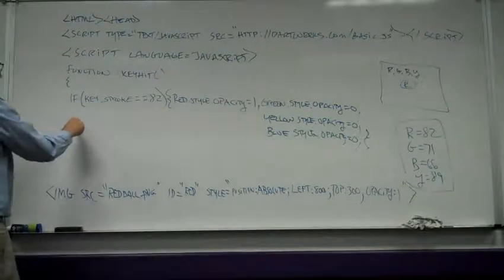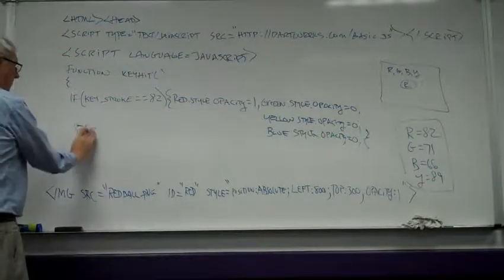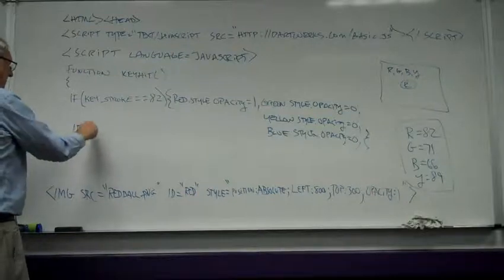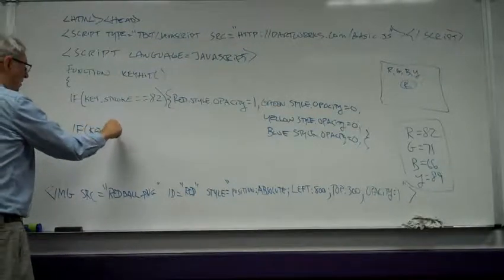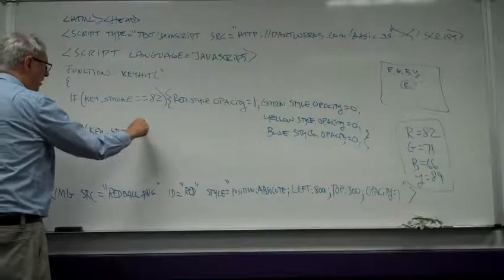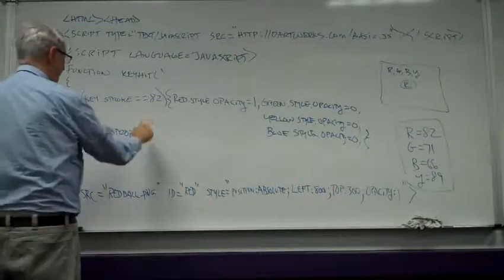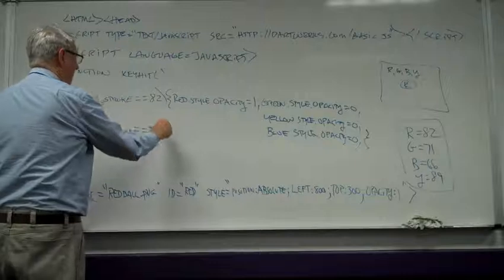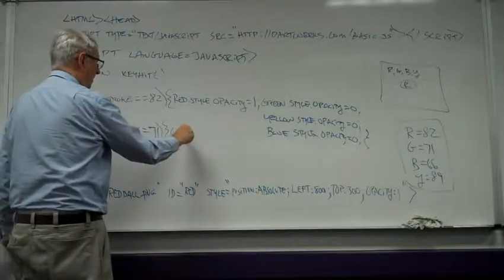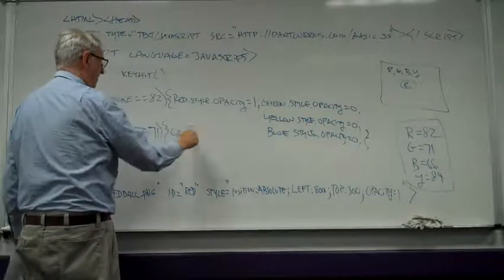If the keystroke, I'm not going to write all these down. I'm not going to write any of them down, I guess. If keystroke equals the next number, which is 71, what you want to do then is you say green, right? Because green is 71.